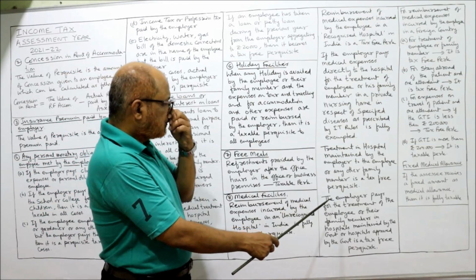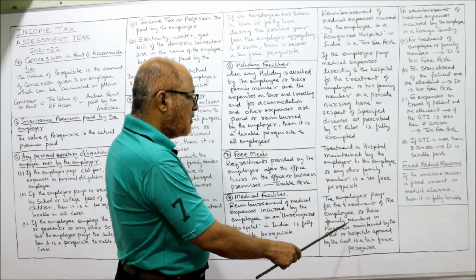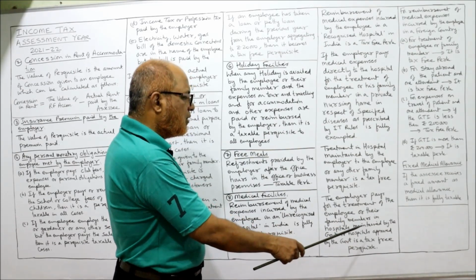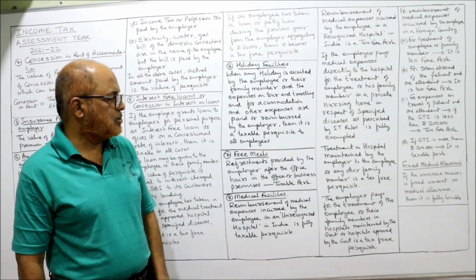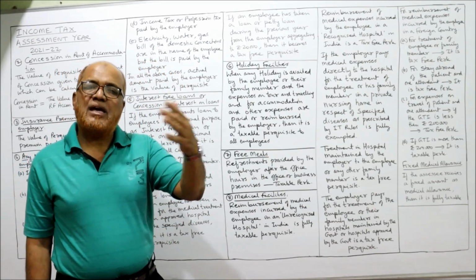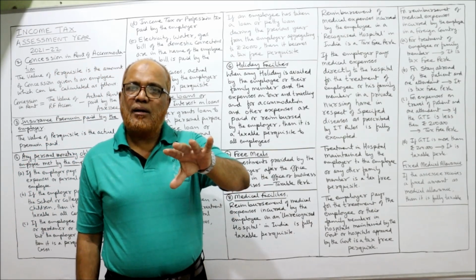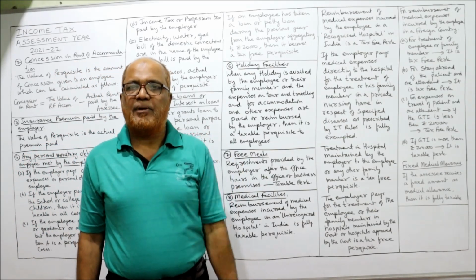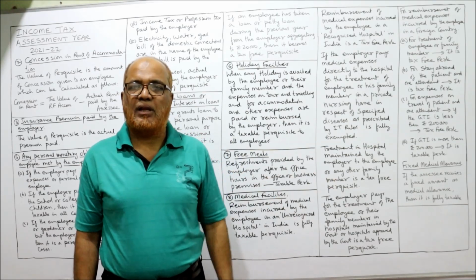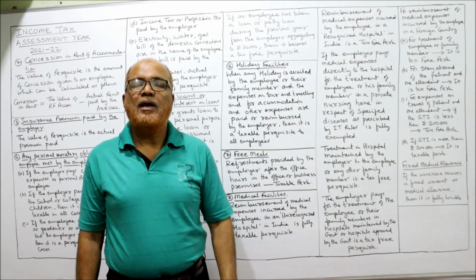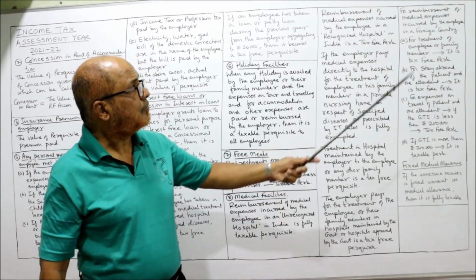Next one is, the employer pays for the treatment of the employee or their family members in a hospital maintained by the government or a hospital approved by the government. It is a tax-free perquisite. Now, if the employer pays the medical expenses incurred by the employee or their family members in a government hospital or a government-approved hospital, in that case also it is a tax-free perquisite.